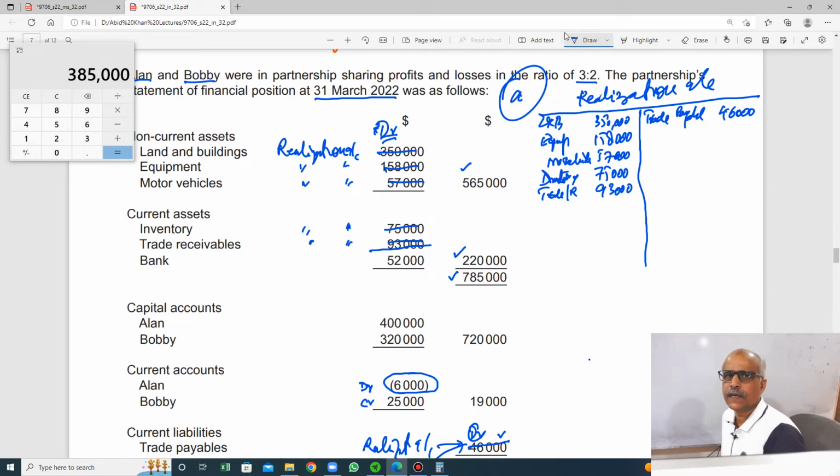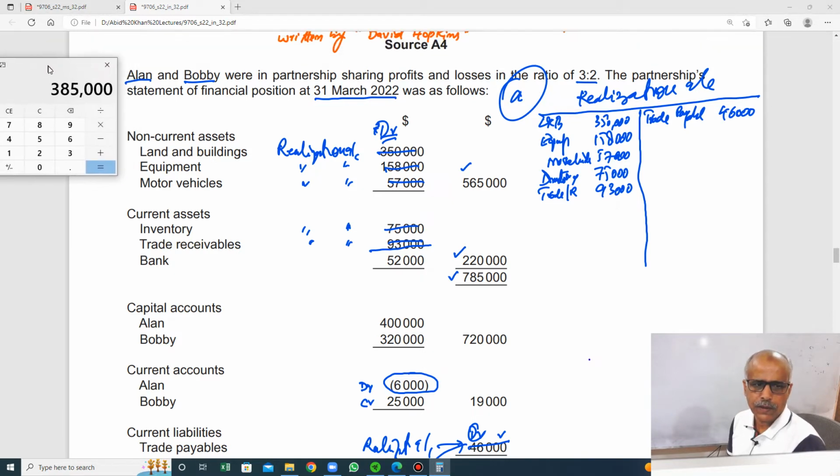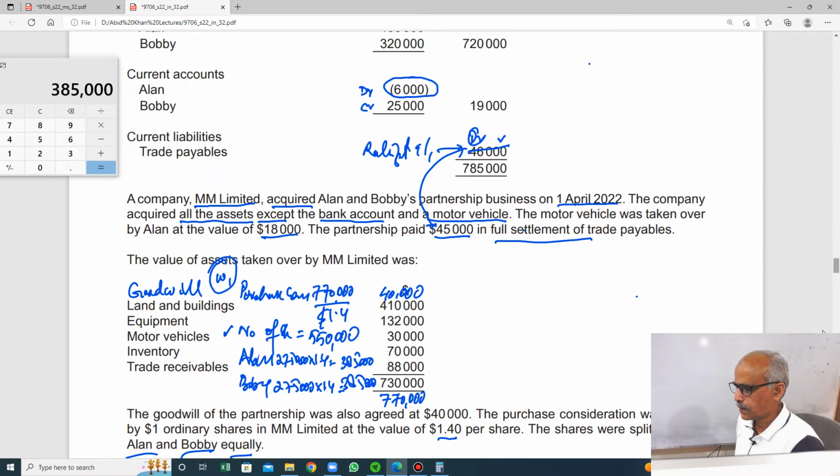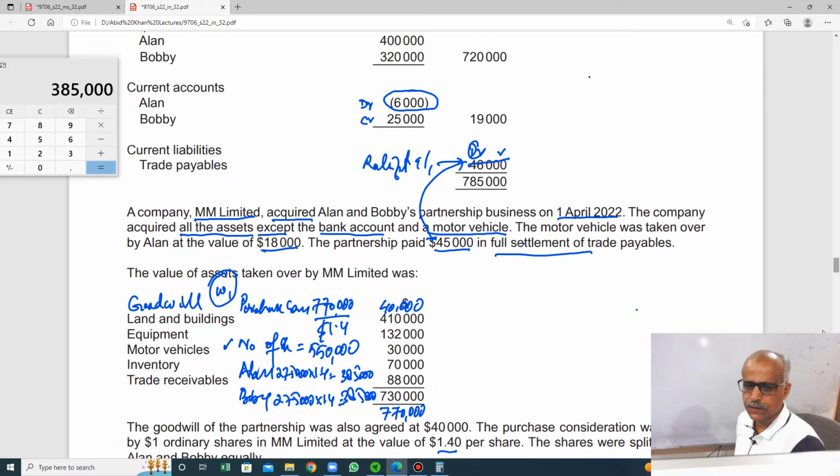So all the assets and liabilities will be closed to the realization account, and now all payments or receipts will be done through this realization account, and then we will close realization account. So Alan has actually, number one, they have given you shares of 770,000 shares.